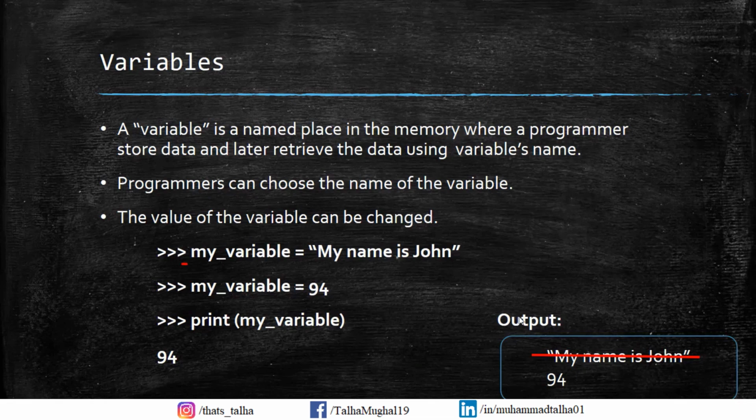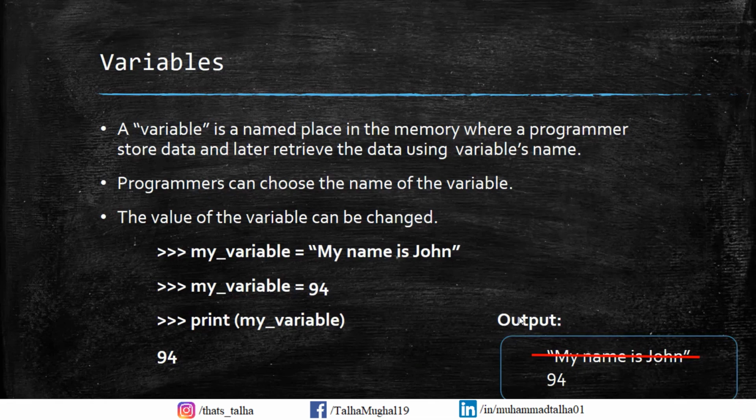For example, here I have taken a variable named my variable, and I will assign a value of my name is John to that variable. Now after assigning that constant to my variable, I have allotted a place named my variable in the memory of my computer, and in that memory I have stored a value which is my name is John. Now while writing a program I can recall that variable, and whenever I recall that variable, that means I am calling its value, which is my name is John.